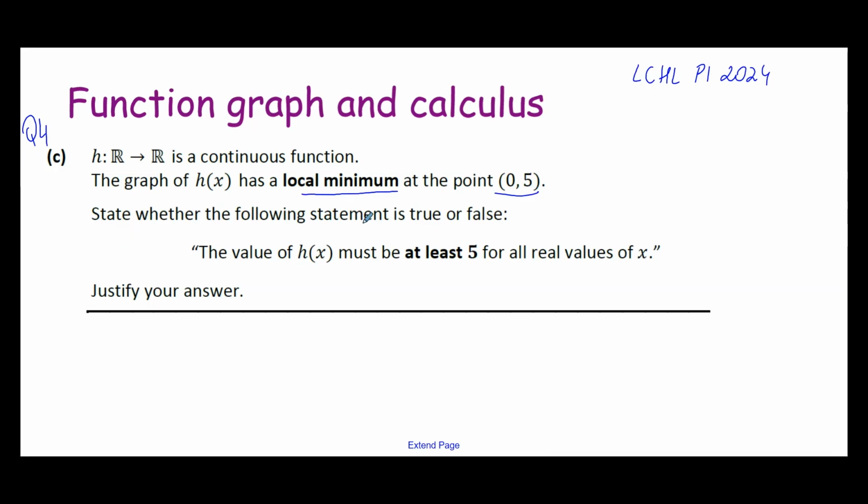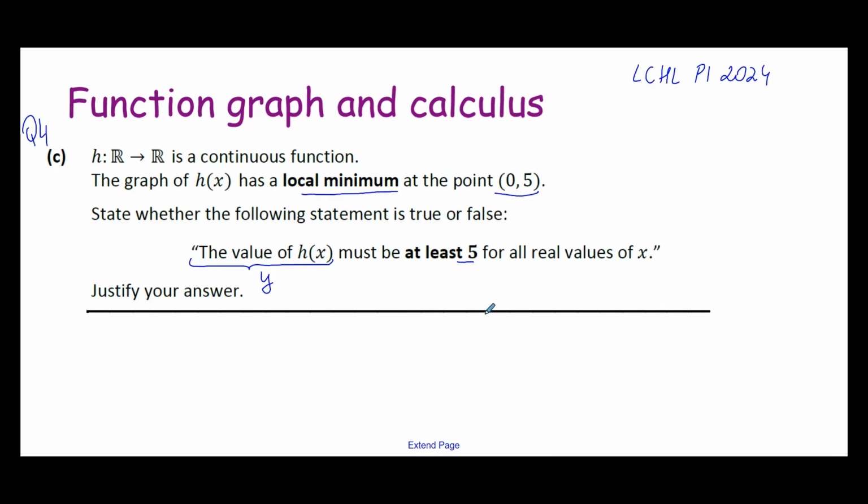State whether the following statement is true or false. And what's the statement saying? The value of h must be at least 5 for all real values of x. Okay, let's break it down. So the value of h(x), the value of the function, is the value of y. So they are saying that y must be at least 5 or more for all real values of x.